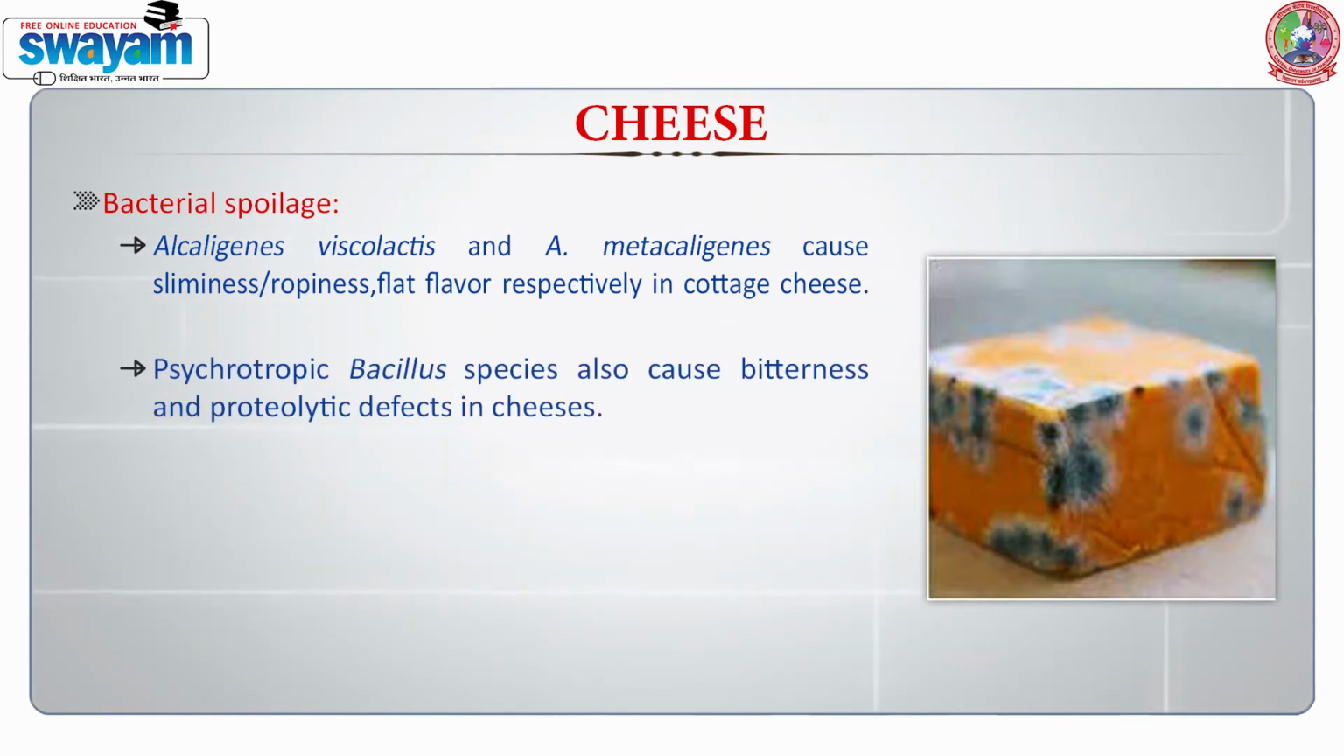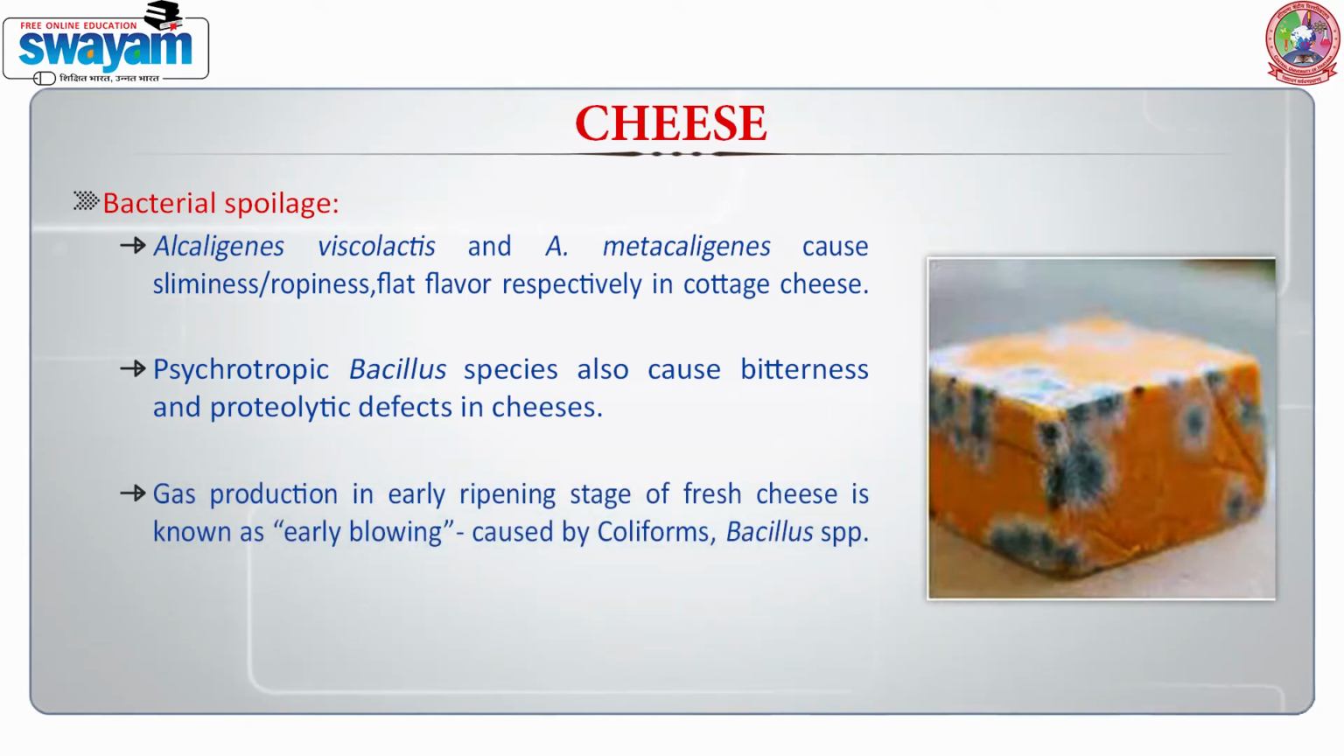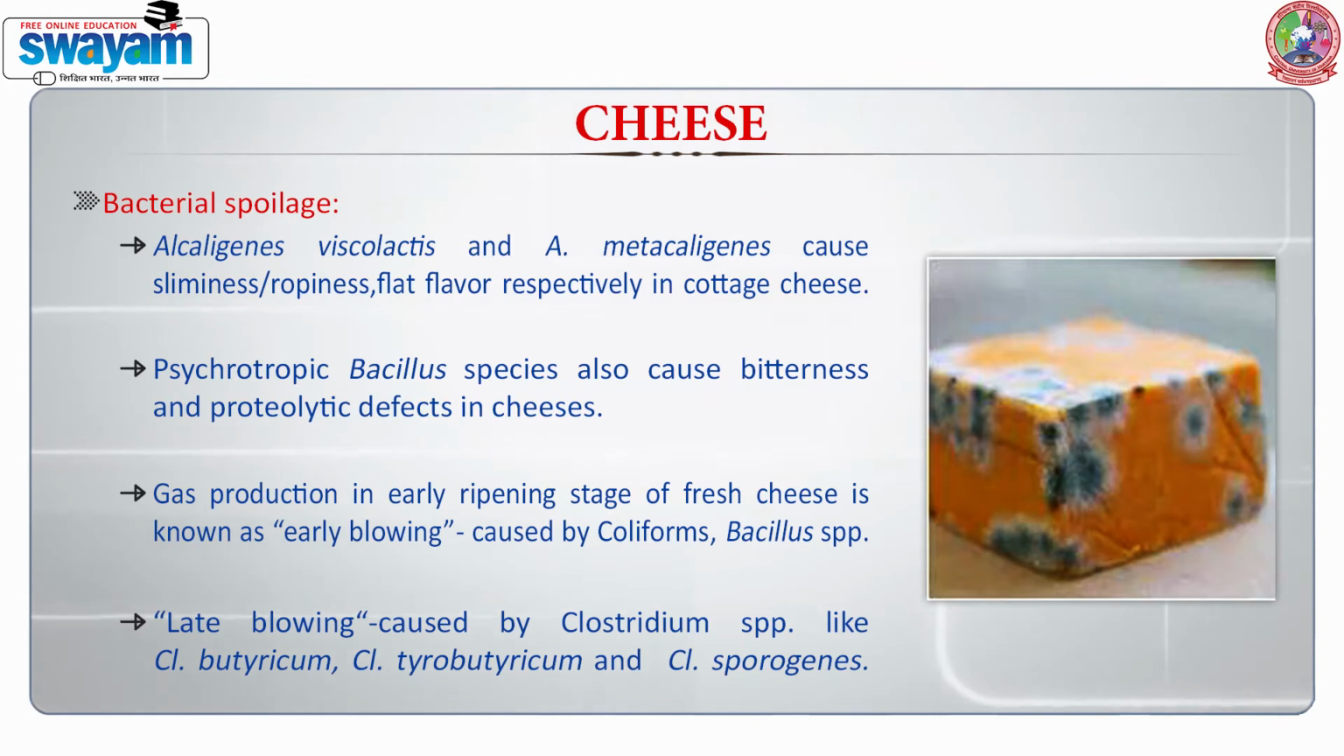There are also psychrotrophs growing in cheese, especially the Bacillus species, which lead to the formation of bitterness and proteolytic defects. Sometimes we also find gas production in the early ripening stage of the fresh cheese, and this is known as early blowing. Sometimes when the cheese has ripened, we still see the formation of gas, and this is then termed as late blowing of the cheese, and it is caused by the Clostridium species like Clostridium butyricum, Clostridium tyrobutyricum, and Clostridium sporogenes.